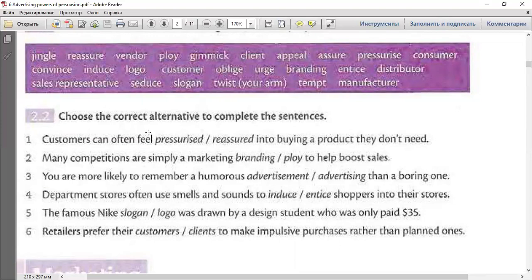Number 4, department stores often use smells and sounds to either induce or entice shoppers into their stores. Okay, number 5, the famous Nike, so it's either slogan or logo, was drawn by a design student who was only paid $35. Then number 6, retailers prefer their customers or clients to make impulsive purchases rather than planned ones. Okay, so please write the correct option, the number and the correct option.